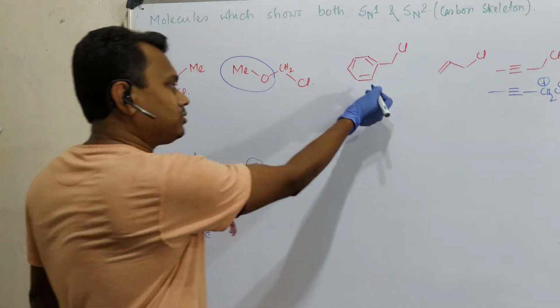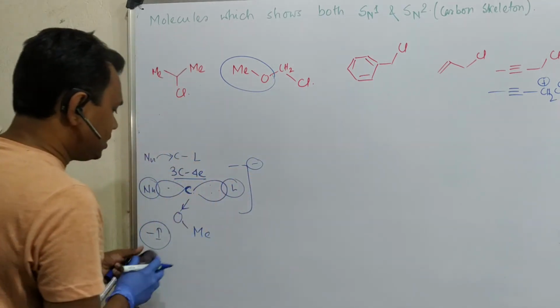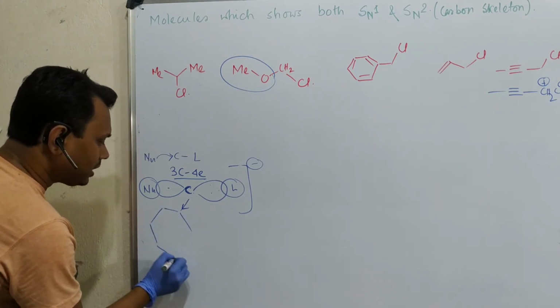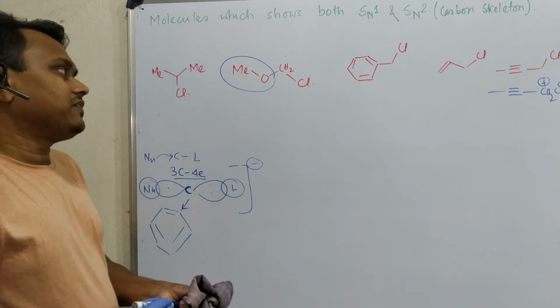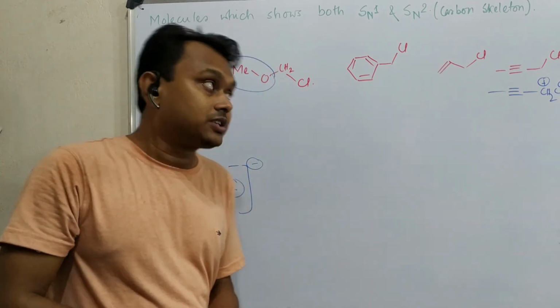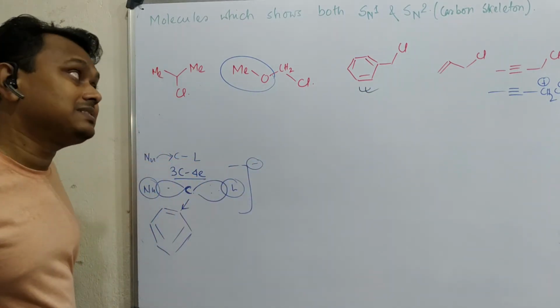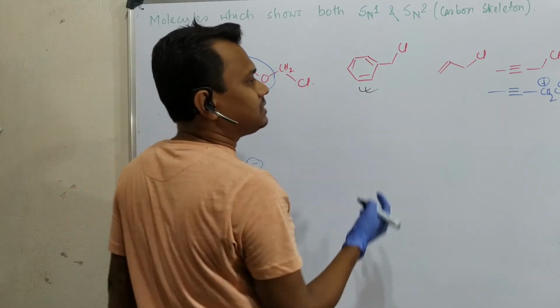Fine. What about this? The produced negative charge is in conjugation with this benzene ring. And we know that this benzene ring is like an electron reservoir. It can take electrons, it can give electrons. In that way, this stabilizes. So that's why benzyl halide gives a good SN2 reaction. In the case of allyl, it is a little difficult.